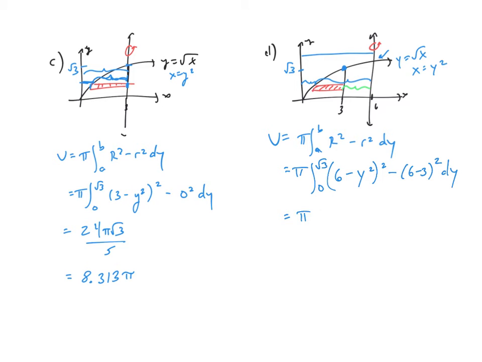Okay, I'm going to simplify this a little bit. So 0 to radical 3 of the quantity squared minus 3 squared dy. And the exact value is going to be 84 pi radical 3 over 5. Or as a decimal, you're going to get 29.98 pi. Remember, you need at least 3 decimal places.